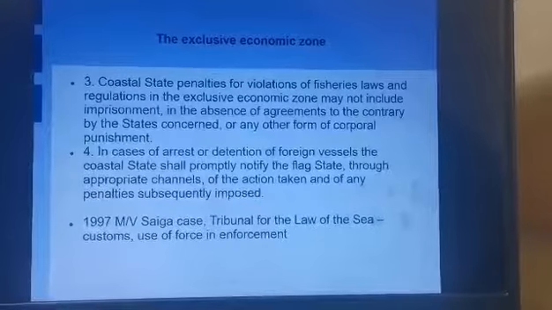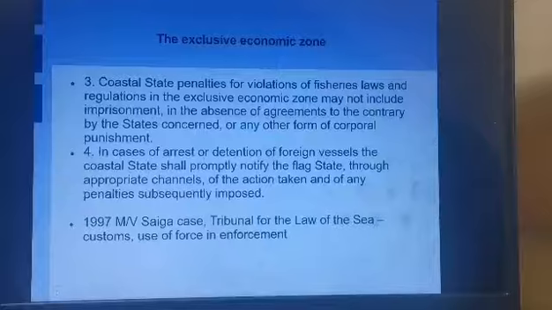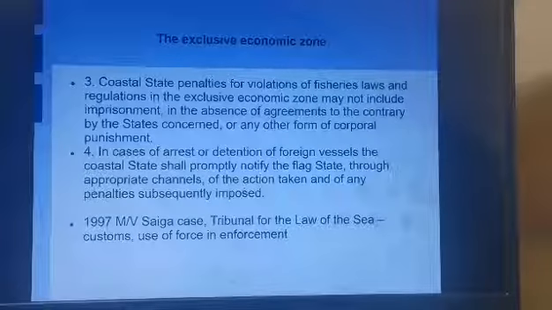And in the 1997 MV Saiga case, Tribunal for the Law of the Sea, customs, use of force in enforcement. And other states have the right to navigation, overflight, and laying of cables and pipelines. So that ends my presentation with regards to the exclusive economic zone.